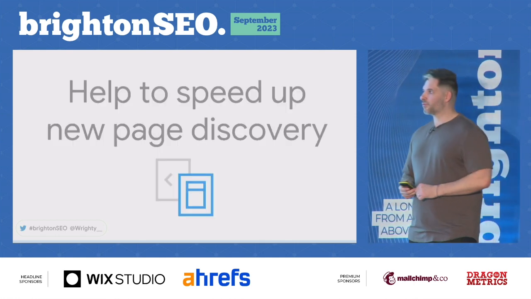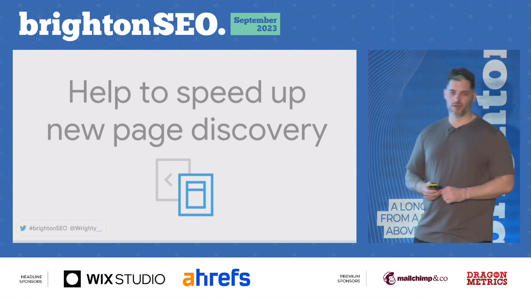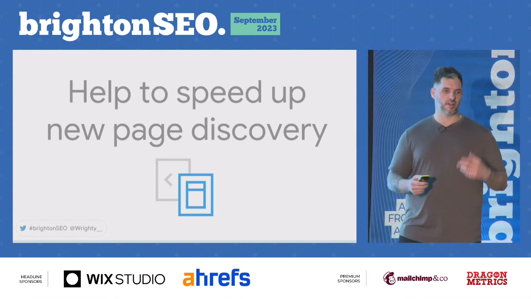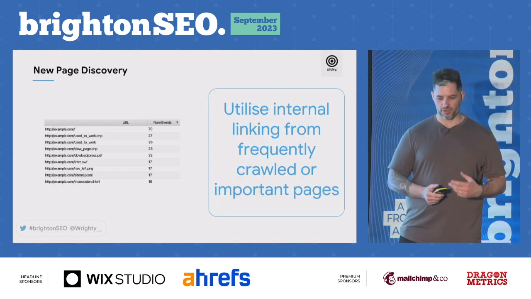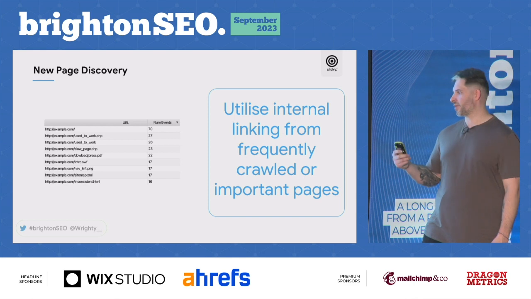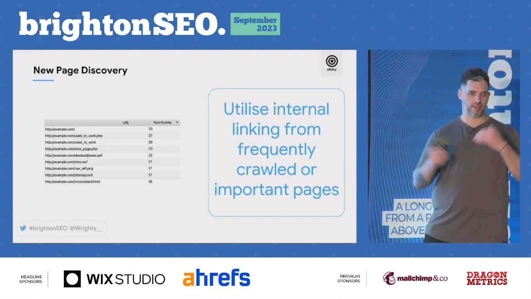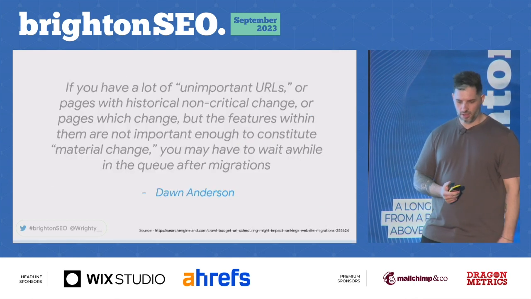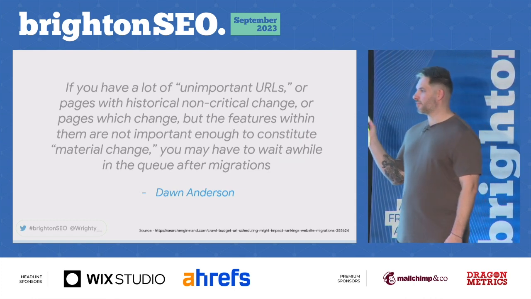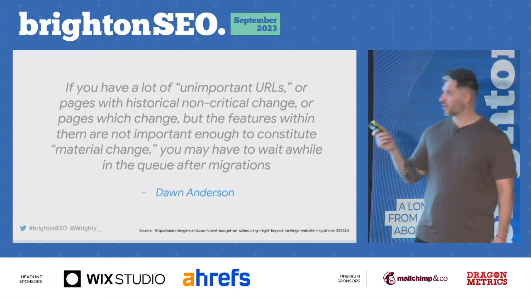But you can use URL importance to speed up new page discovery as well. If you know what the most important pages on your site are, the ones that are crawled the most frequently, you can use that to help get pages crawled pretty quickly. You can utilize internal linking from frequently crawled pages and high importance pages, as dictated by that number of crawl events. And then a little note on importance from Dawn Anderson on migrations pretty much.